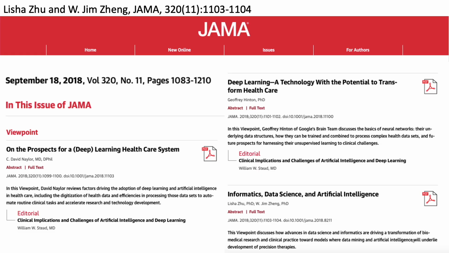The idea, together with other aspects of data science, was put together as a Viewpoint article published in JAMA in 2018. I'm honored that JAMA put our Viewpoint paper together with Dr. Geoffrey Hinton's paper on deep learning to transform healthcare. There are 3 Viewpoint papers, basically all centered around applying artificial intelligence and data science to advance healthcare research.